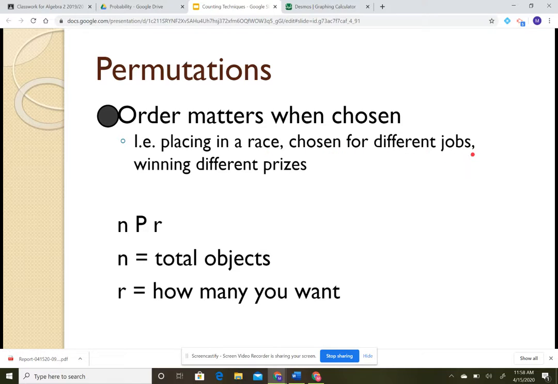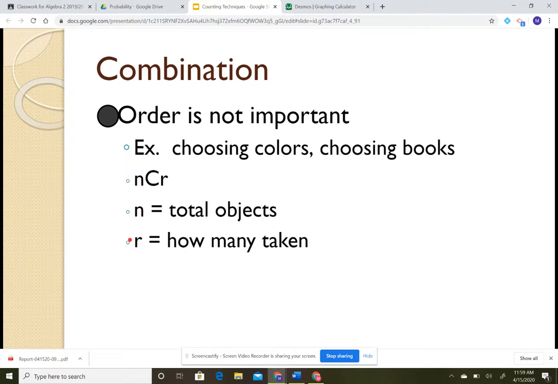If you're chosen for different jobs, so for example, president, vice president, secretary, treasurer of your class, that's a permutation because they're doing different things. Also, if you're winning prizes, so if you're pulling tickets out of a bucket and each person gets a different prize, that is a permutation. You're going to look for this button on your calculator where the first number is how many objects you have, and the second number is how many you're pulling out of that. So you always put in the total first, then your nPr button, and then the r.